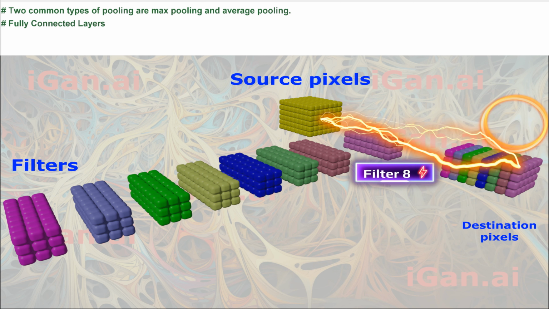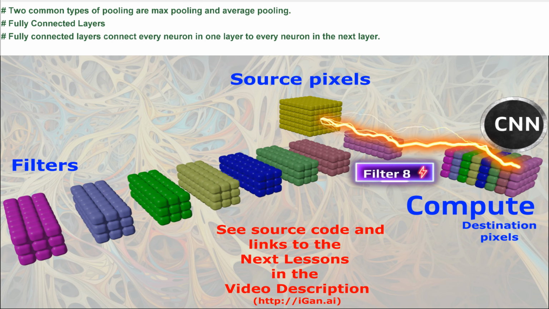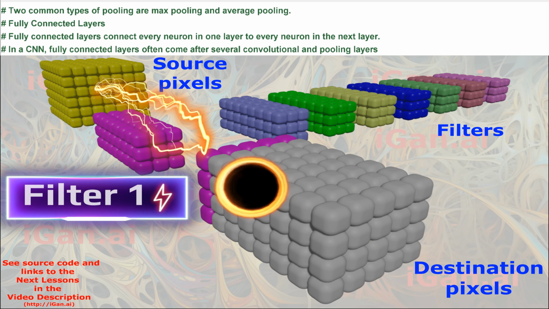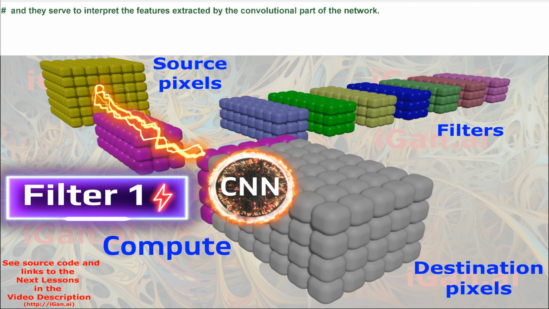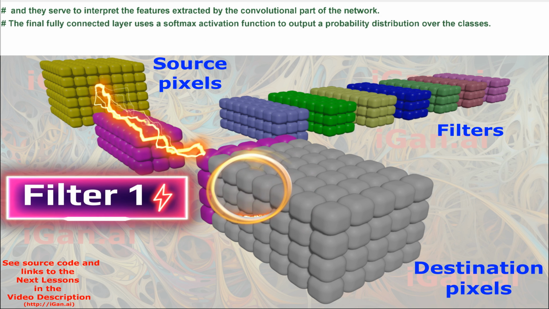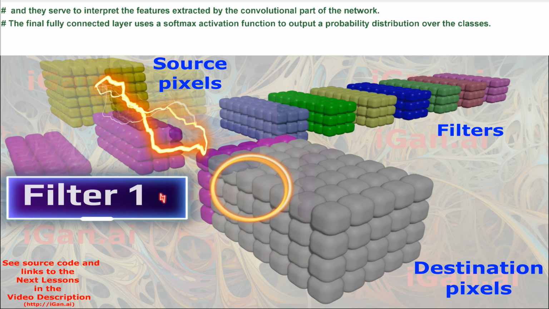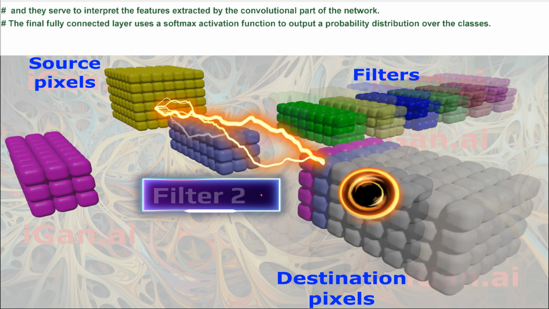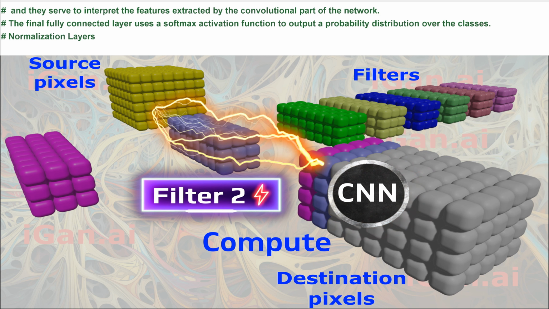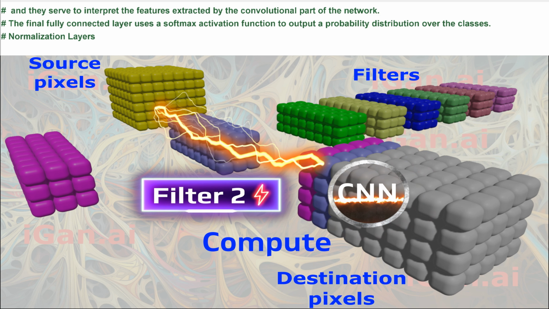Fully connected layers. Fully connected layers connect every neuron in one layer to every neuron in the next layer. In a CNN, fully connected layers often come after several convolutional and pooling layers, and they serve to interpret the features extracted by the convolutional part of the network. The final fully connected layer uses a softmax activation function to output a probability distribution over the classes.